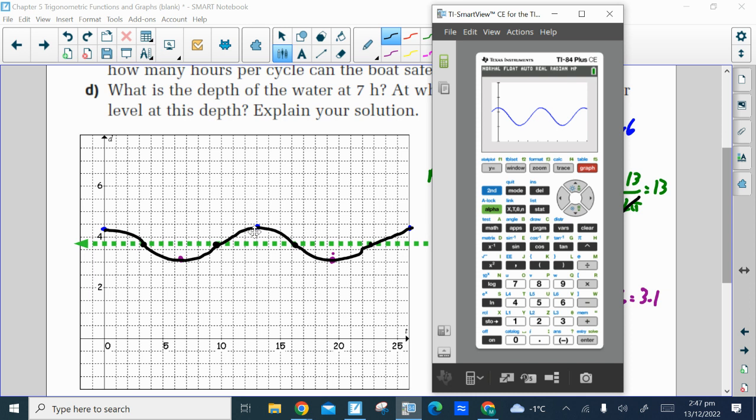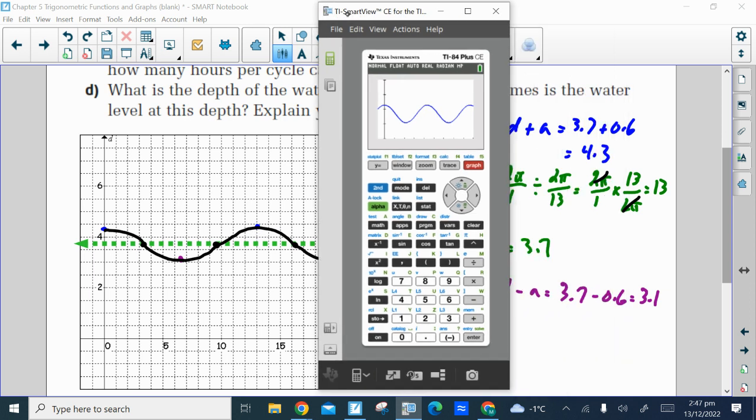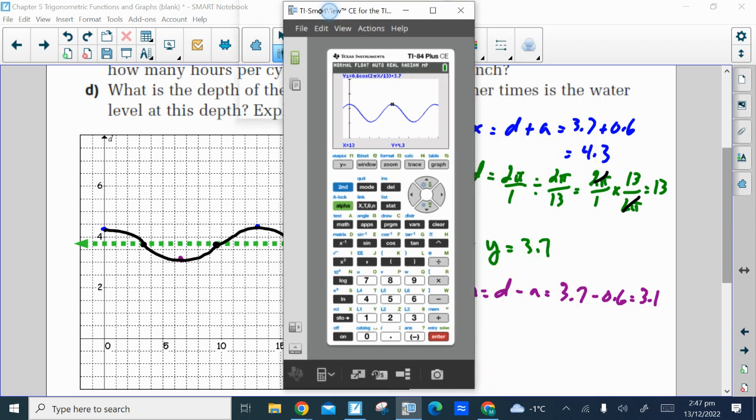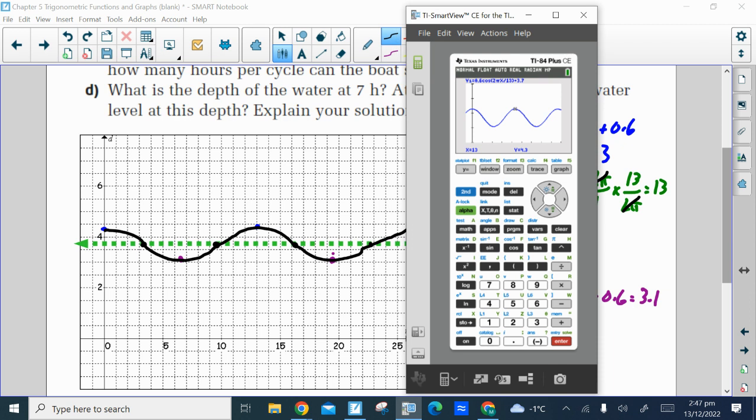I can check, for example, at 13 hours, I should be at my maximum value, and the maximum value was 4.3. So trace 13, enter. Yep, I'm at 4.3. 3.25 hours past that, I should be in the horizontal midline, which is at 3.7. So 3.25 hours past 13 would be 16.25. I'm at my 3.7. So it certainly appears my graph is correct.